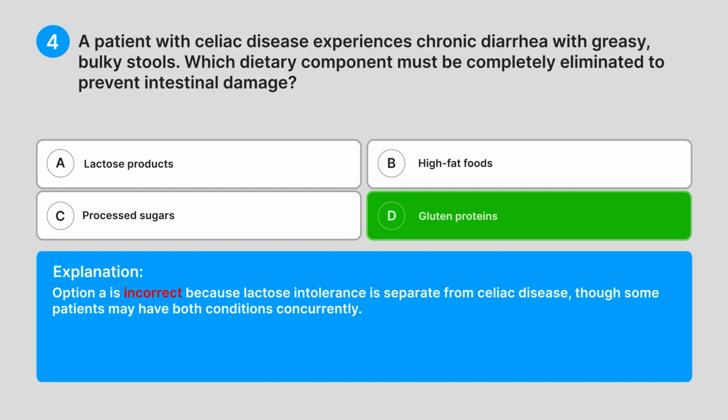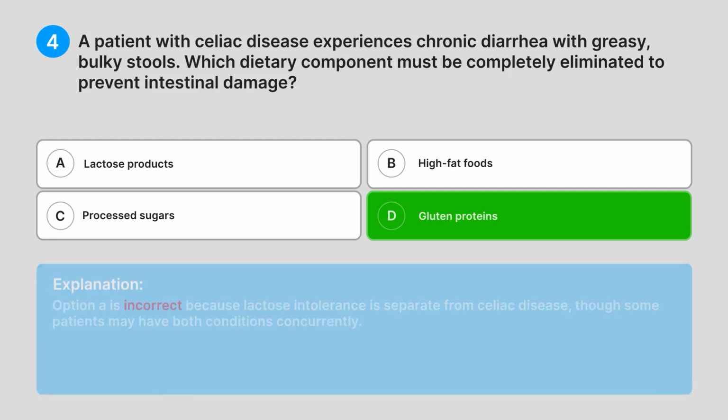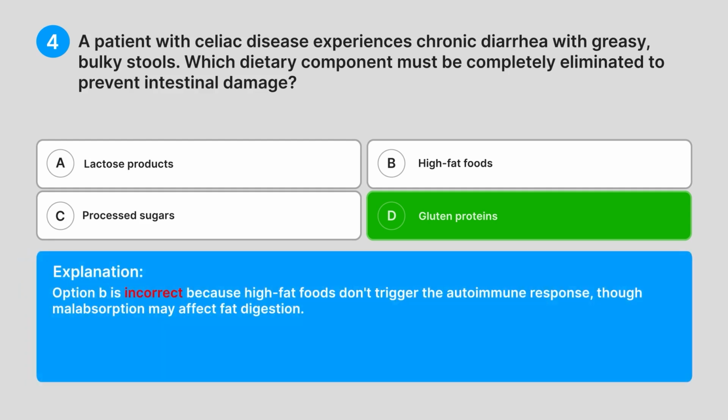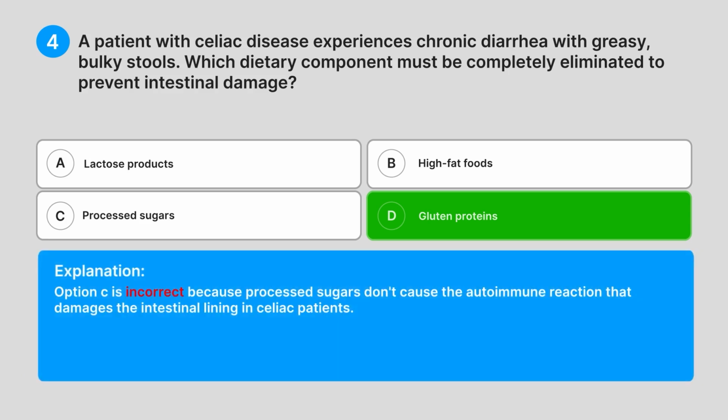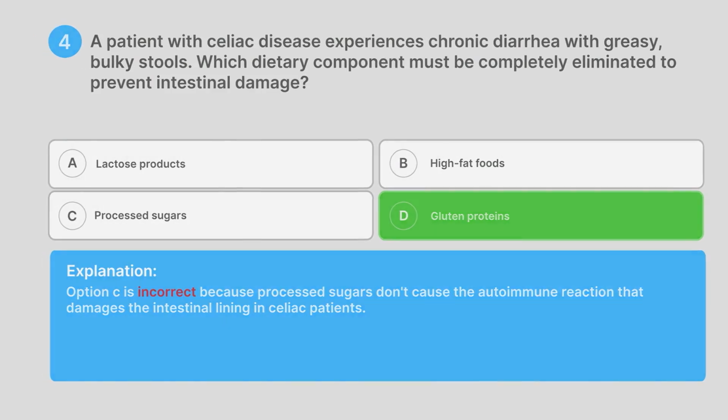Option A is incorrect because lactose intolerance is separate from celiac disease, though some patients may have both conditions concurrently. Option B is incorrect because high-fat foods don't trigger the autoimmune response, though malabsorption may affect fat digestion. Option C is incorrect because processed sugars don't cause the autoimmune reaction that damages the intestinal lining in celiac patients.